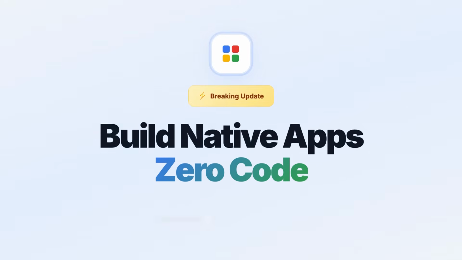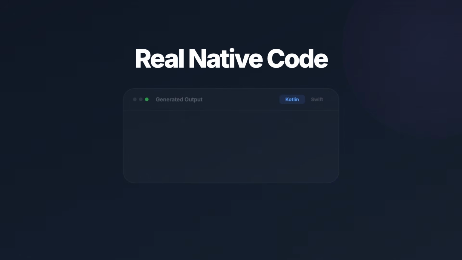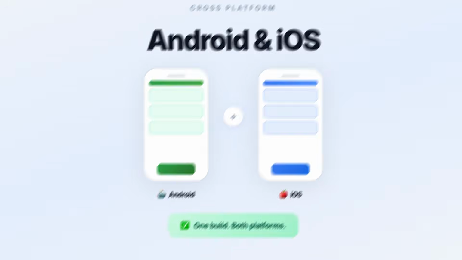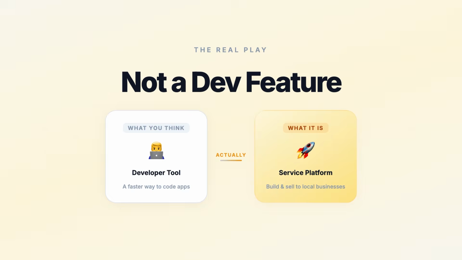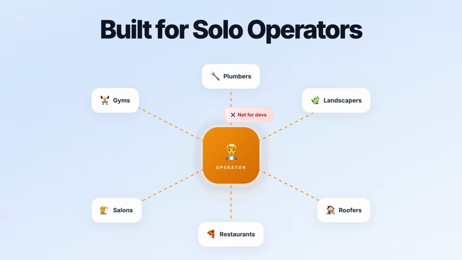Google just turned their AI Studio into something nobody saw coming. You can now build actual native phone apps in a browser with zero coding experience. Not web apps wrapped in a shell. Real native code that runs on Android and iOS. And here's what most people are going to miss. This isn't a feature for developers. This is a service delivery platform for solo operators who want to charge local businesses for custom tools.